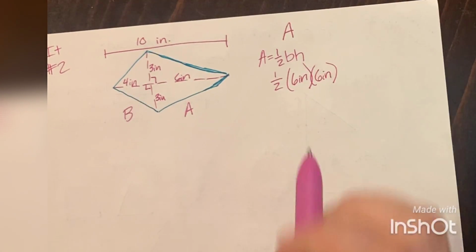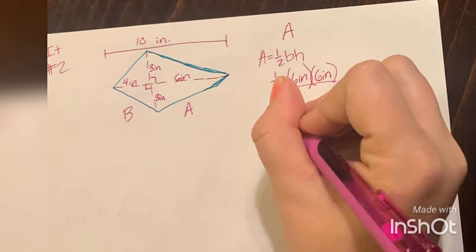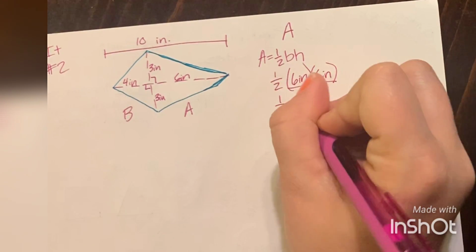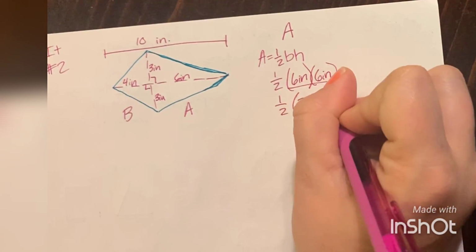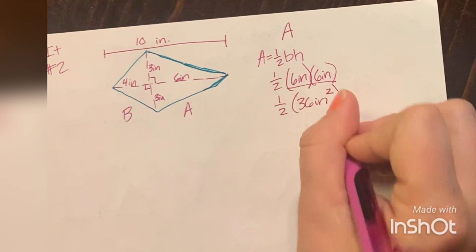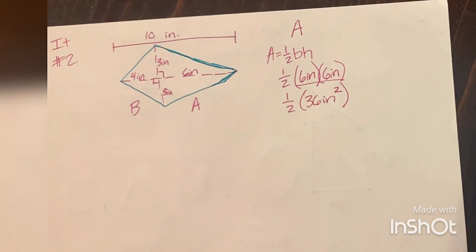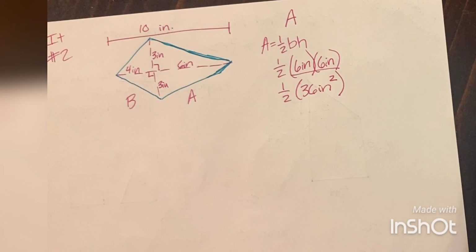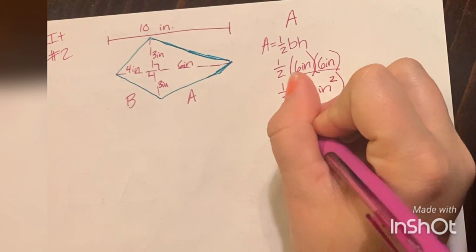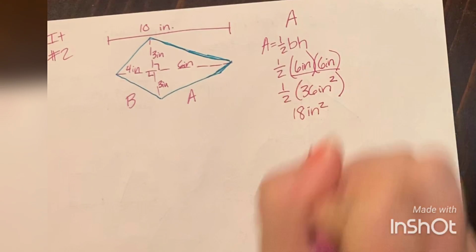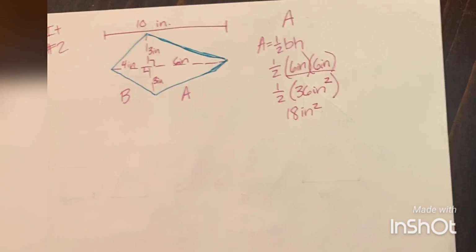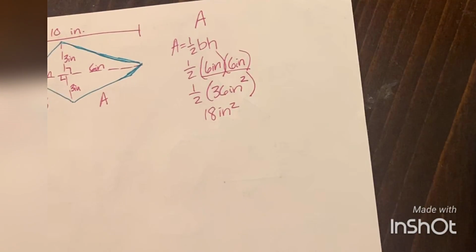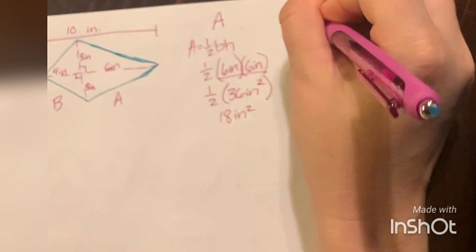6 times 6 is very easy, so I'll go ahead and start with that. 6 times 6 is 36 inches squared, inches times inches. And then what's half of 36? Ding, ding, ding, 18. That reflex is really helping you guys out, huh? Very good. All right, so we're going to go ahead and get started with shape B.